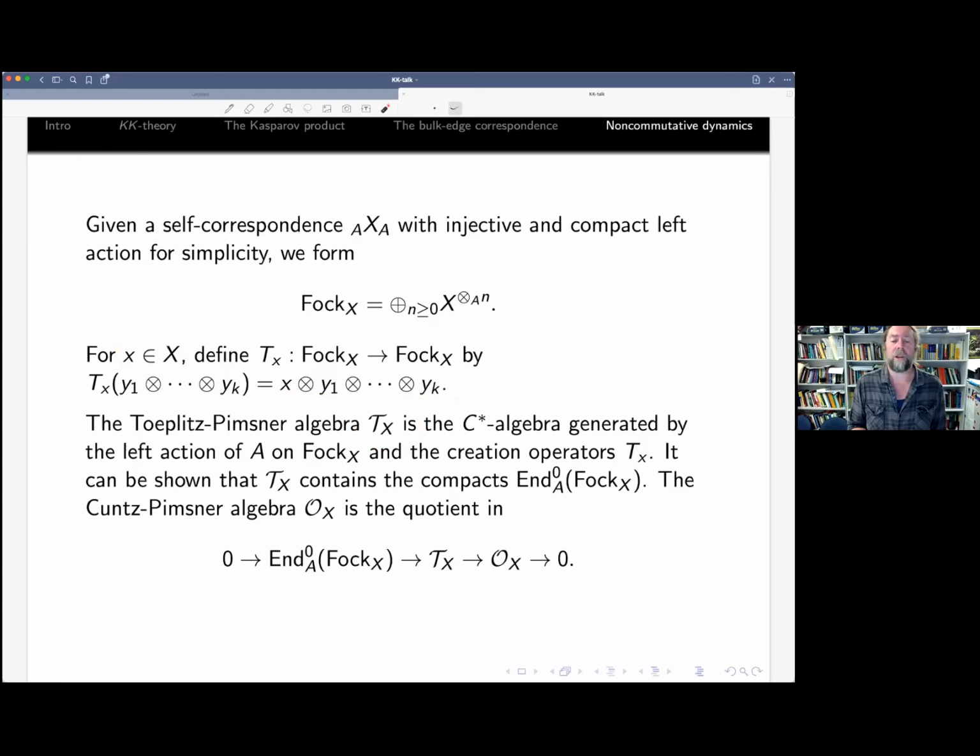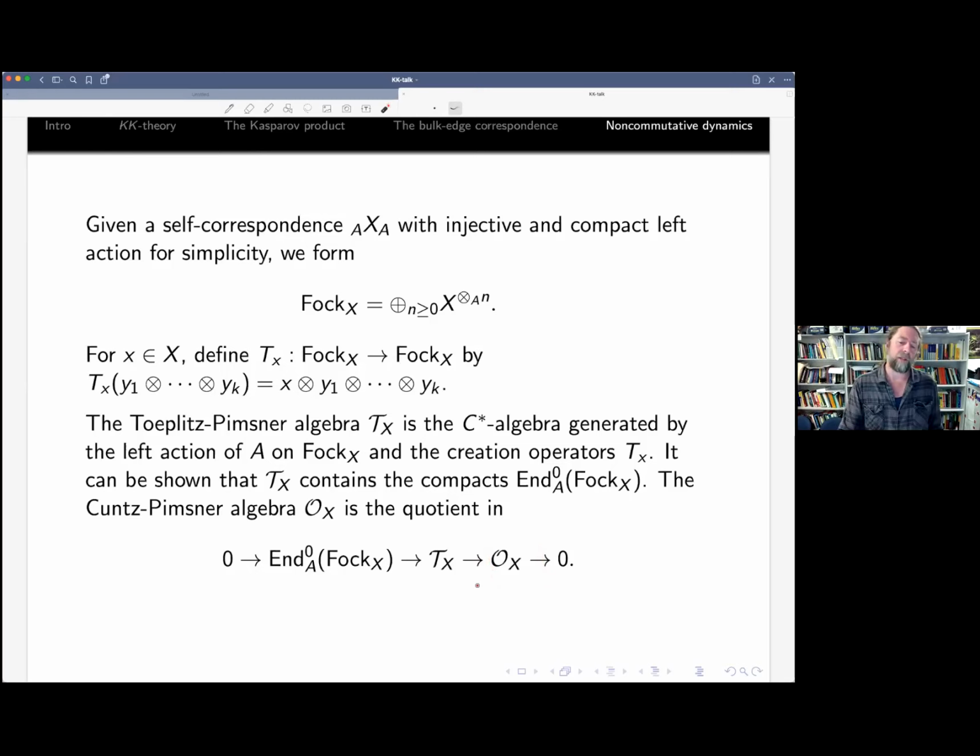You can show that the Toeplitz-Pimsner algebra contains the compacts on the Fock module, and so we get an exact sequence where the quotient is what we're after. That's the Cuntz-Pimsner algebra. So once again, we have an extension, and of course, it defines this algebra, and that's what we had last time as well.